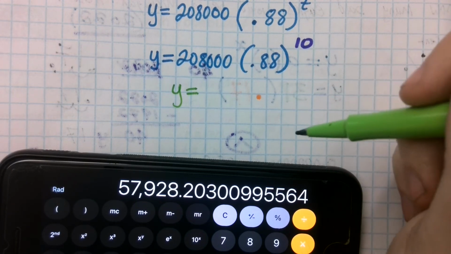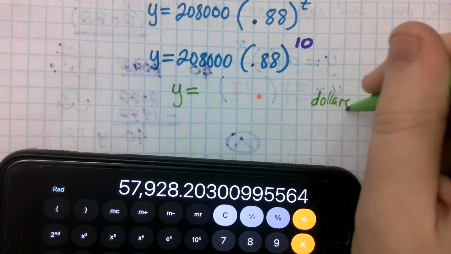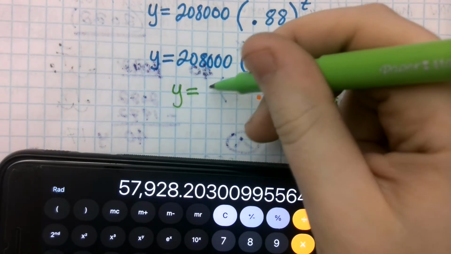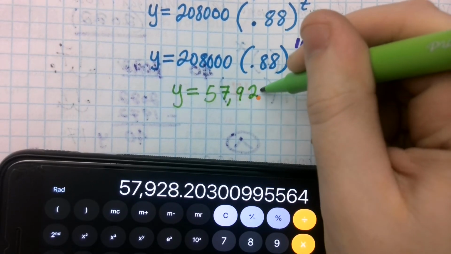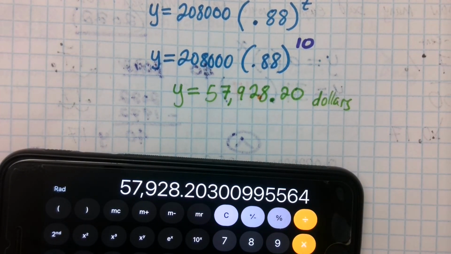But we have to be careful with rounding. What is the unit we're talking about here? Dollars, right? Well, in terms of money, we always round to 2 decimal places. So this would be $57,928.20. There we go. That's how much money my Lamborghini would be worth after 10 years. Of course, with my endless salary, I would absolutely be able to buy another one in that time. But regardless, we've calculated it.